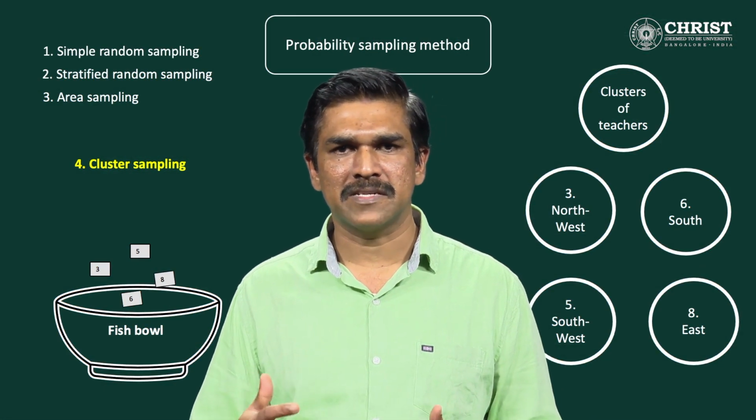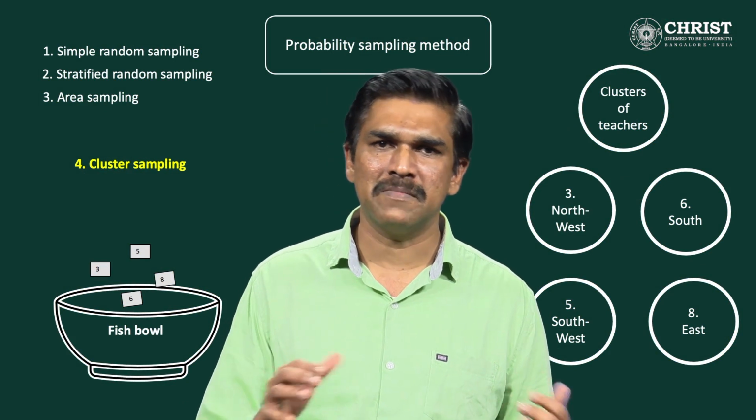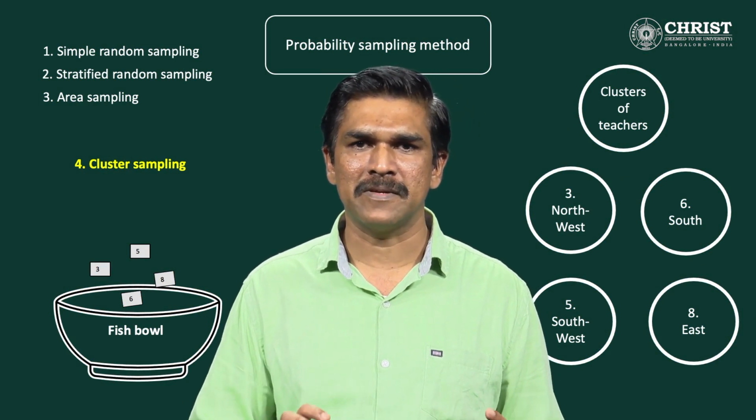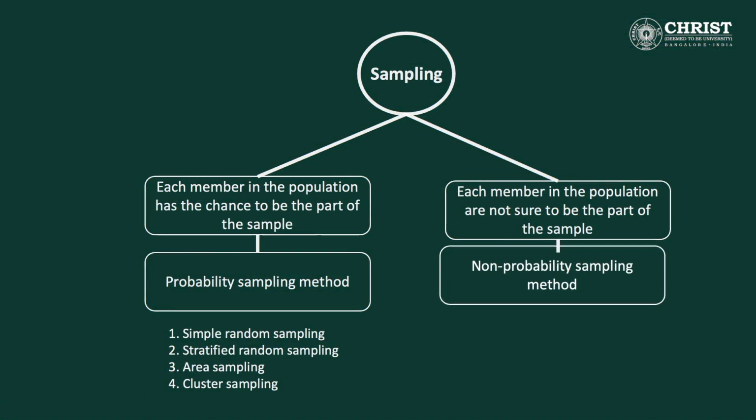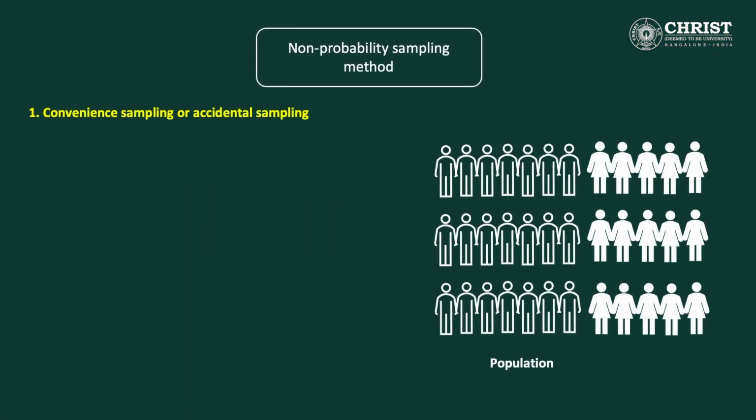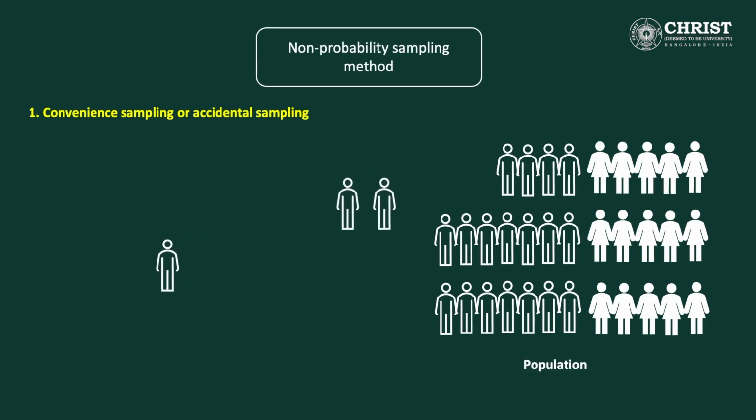in these clusters. If the sampling method cannot ascertain that all the members of the population have the probability to be chosen for the sample, then the sampling method is a non-probability sampling method. The most popular non-probability sampling method is convenience sampling or accidental sampling. Here, we will select our sample as we meet them.